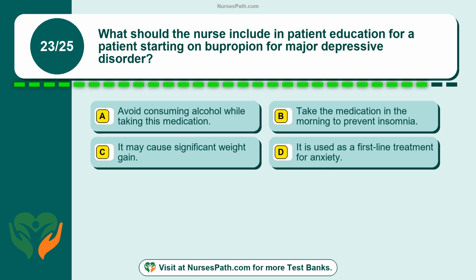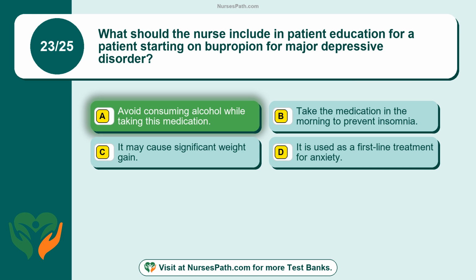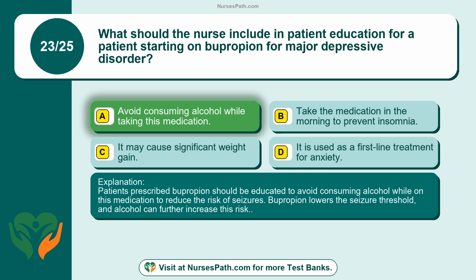Question 23. What should the nurse include in patient education for a patient starting on bupropion for major depressive disorder? Option A. Avoid consuming alcohol while taking this medication. Option B. Take the medication in the morning to prevent insomnia. Option C. It may cause significant weight gain. Option D. It is used as a first-line treatment for anxiety. The correct answer is option A. Avoid consuming alcohol while taking this medication. Patients prescribed bupropion should be educated to avoid consuming alcohol while on this medication to reduce the risk of seizures. Bupropion lowers the seizure threshold, and alcohol can further increase this risk.